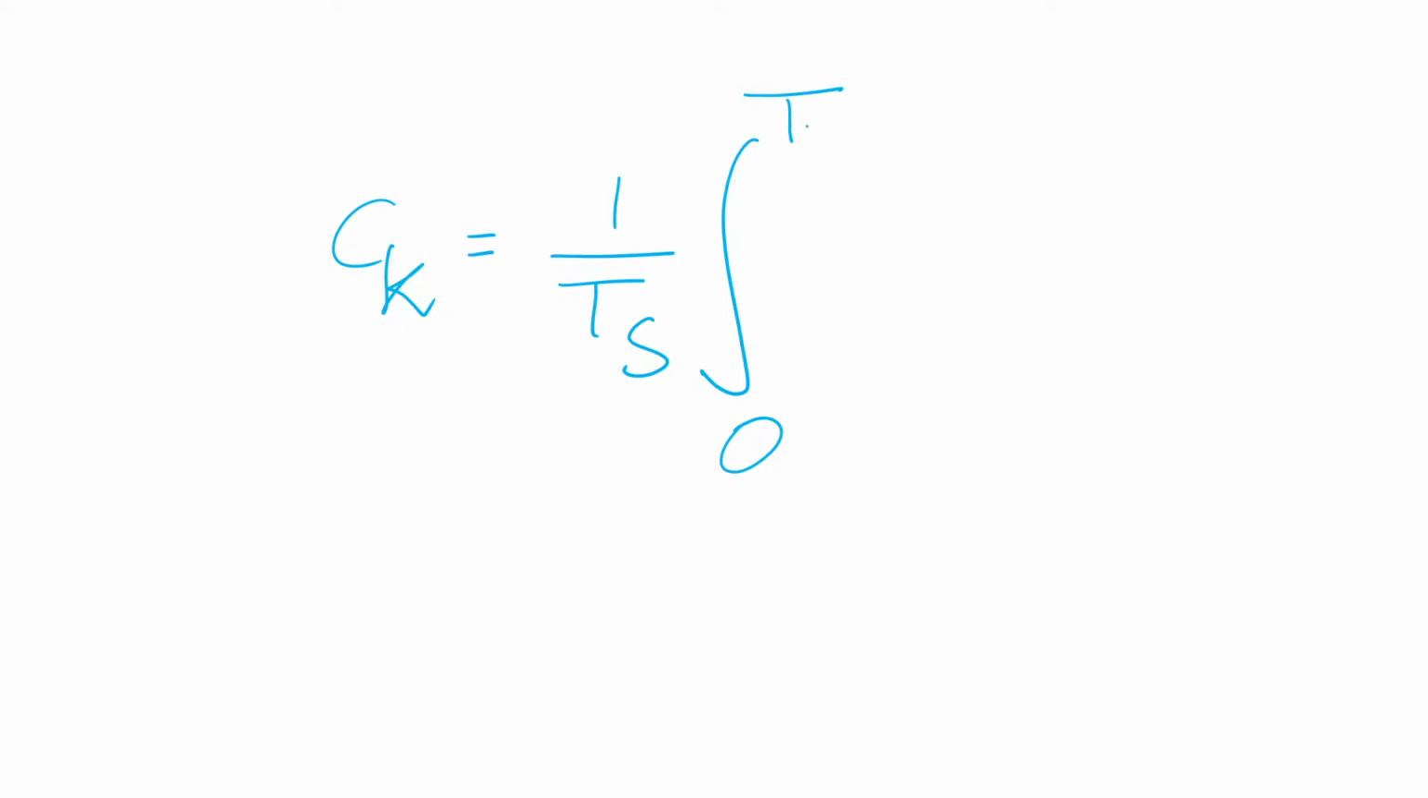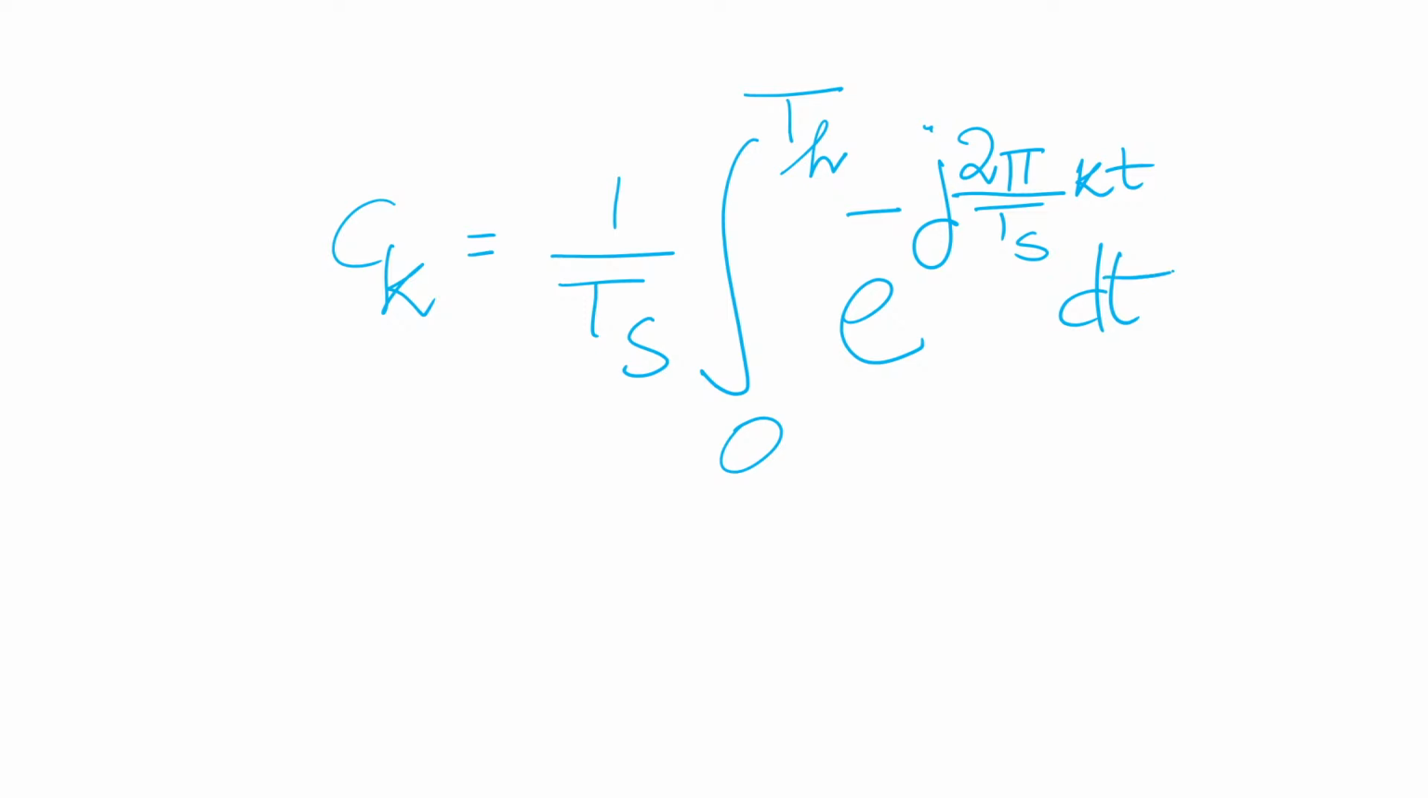So how will you obtain ck? Ck would be obtained by 1 by Ts integral. So what you can do is you can either place it in the middle, or you can just start from 0 to Th. Okay, e raised to the power minus j 2 pi by Ts times kt dt. So you can calculate this. These are Fourier series coefficients.